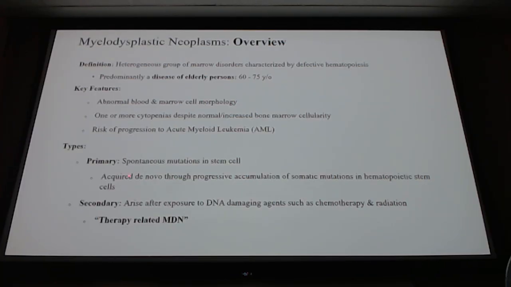Then there's two types. We can say primary, which is spontaneous mutations in stem cells, and then secondary, that's exposure to DNA damaging agents such as chemotherapy, radiation, so therapy-related MDS. This may be a patient that had cancer in the past and was treated with some of those agents, and now they're developing these symptoms later on in life. Or potentially it's a hospital worker that was exposed to some of these, or somebody who works around nuclear power. Think about Chernobyl or the one in Japan.